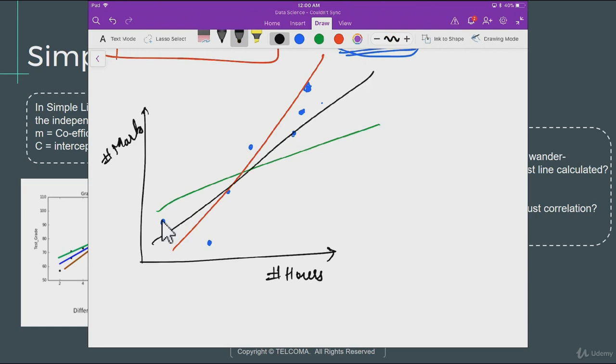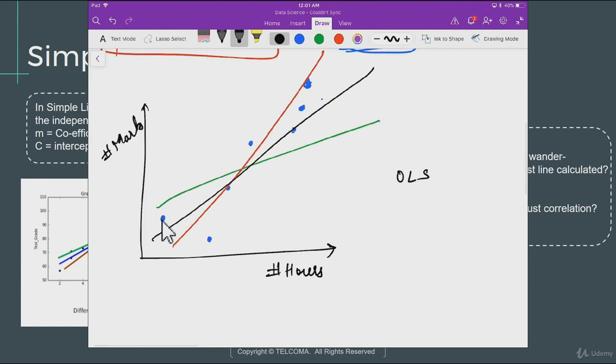How do you define that? We have a technique called ordinary least squares. So let's say you define the best line as the one which has the least amount of distance from all the points on the plot. We could calculate that with a simple metric. Let's say you are interested in finding out the distance of line 1, the green one, then the distance of line 2, and then the distance of line 3, the black one.